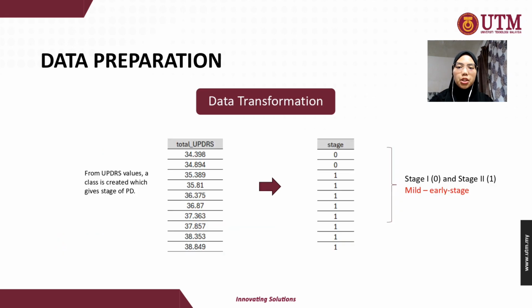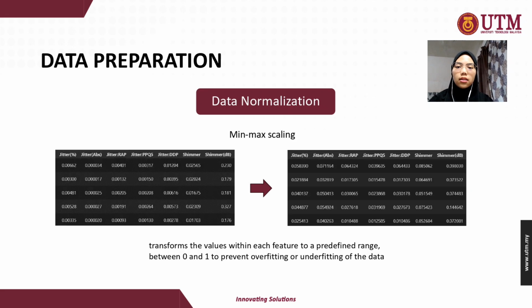For data transformation, a new class was created based on the total UPDRS score to categorize stages of Parkinson's disease. This transformation resulted in 2 stages, stage 1 and stage 2, both considered early stage PD, aligning with the focus of this research. The next one is data normalization.